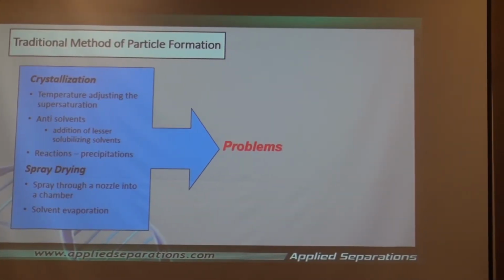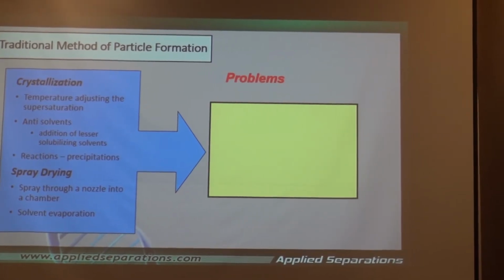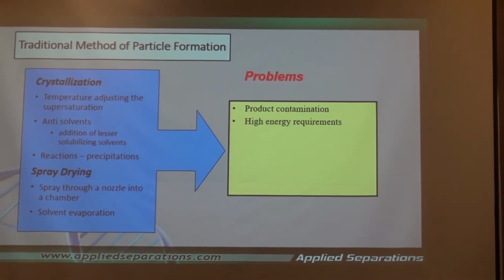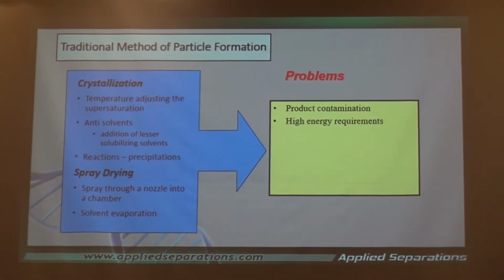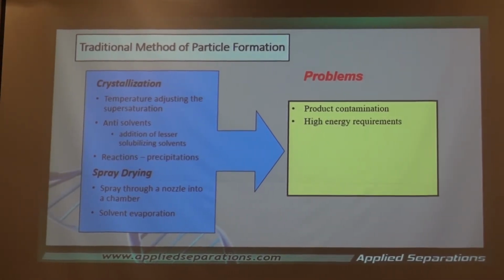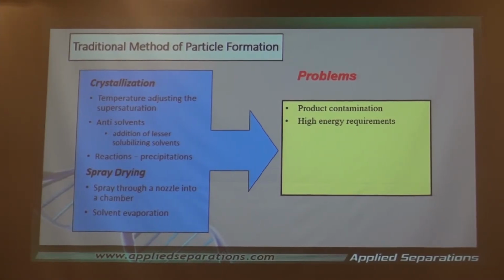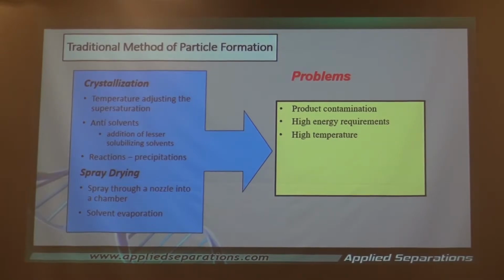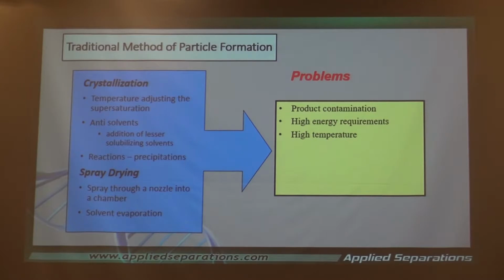These all have some problems associated with them. We sometimes wind up with product contamination. They require higher amounts of energy. That means higher temperature sometimes, and if you have thermally labile compounds, this could be a problem. Usually, large amounts of solvents are needed also.